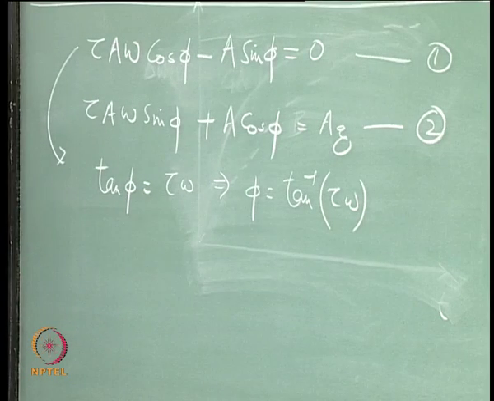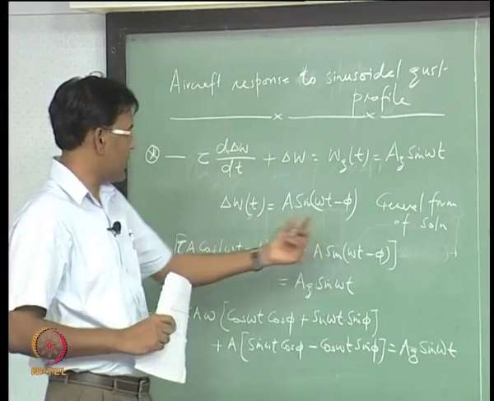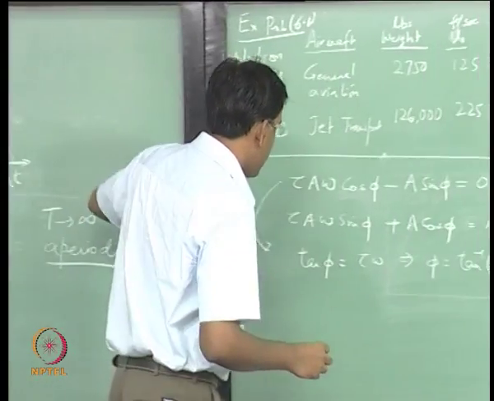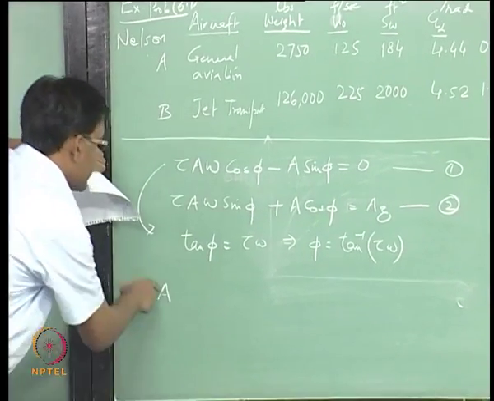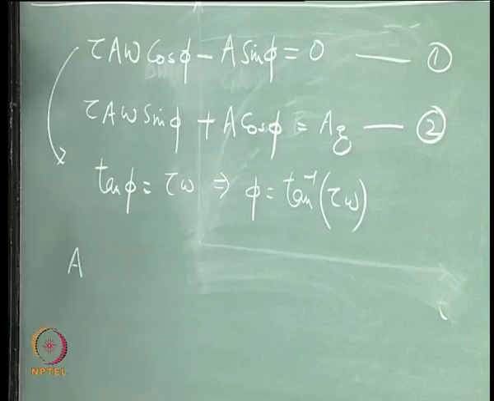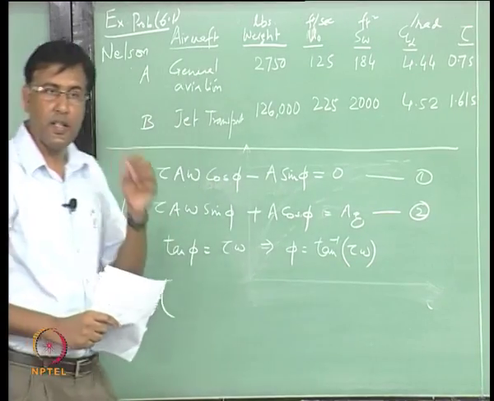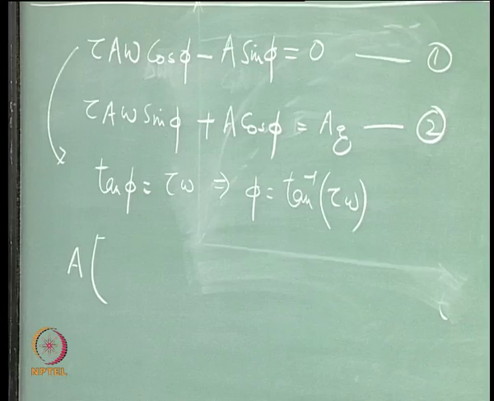the time lag in response, right, which is coming here. Now, A is the amplitude of the response. Let us write down A in terms of the parameters that are known. Time constant and omega, the frequency of the gust profile, these are the known parameters, and I want to look at the response in terms of those parameters.